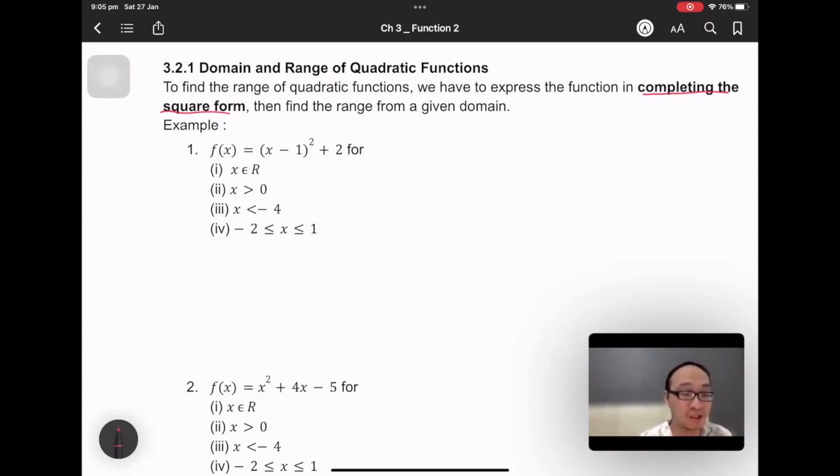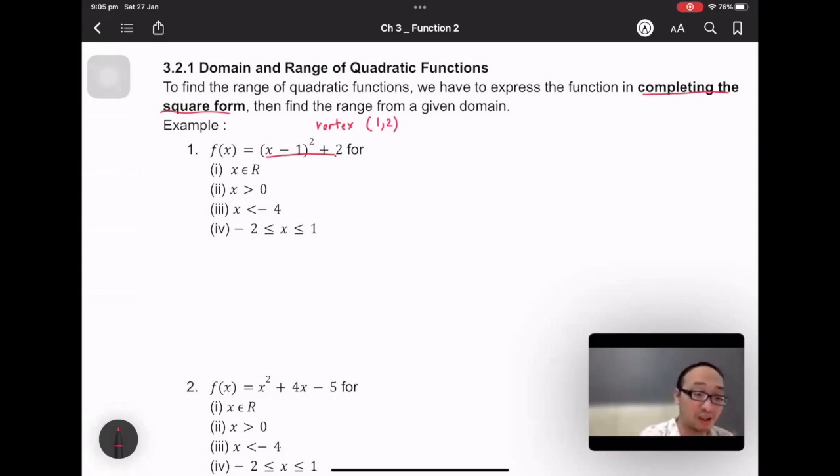So let's see example number 1. Example number 1 is already in the completed square form, x minus 1 squared plus 2. So from here, we know that the vertex is (1, 2).